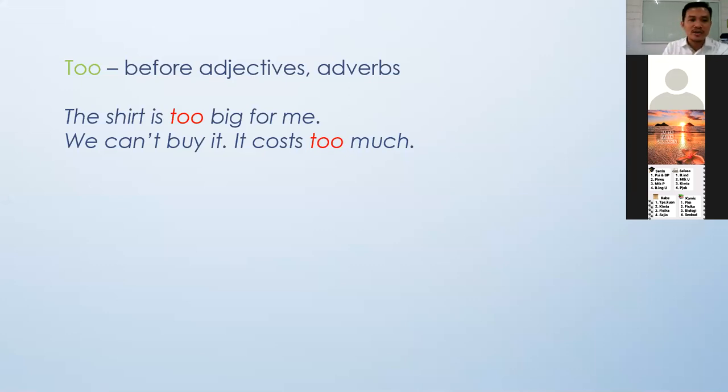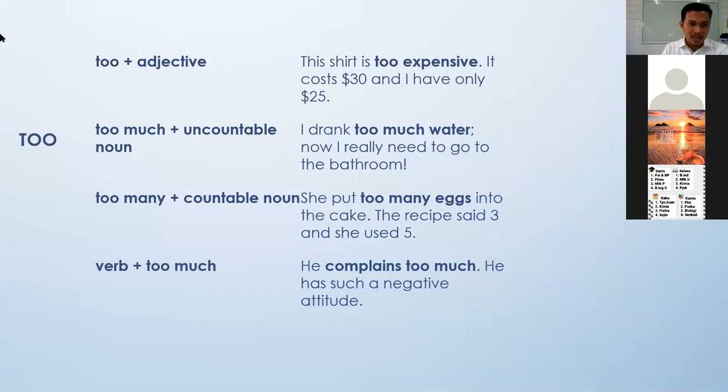Okay. Now here is more explanation. Too can be followed by adjective. Yeah, like before, we said before. This shirt is too expensive. Too, and then followed by expensive. Expensive, what is part of speech? Ini bagian kata sebagai apa dia expensive? Adjective, sir. Adjective, that's right, yeah.